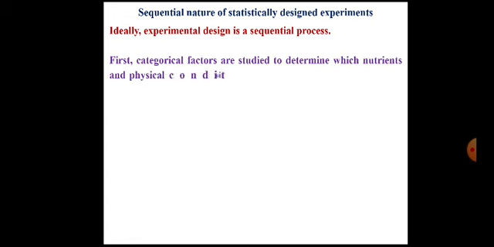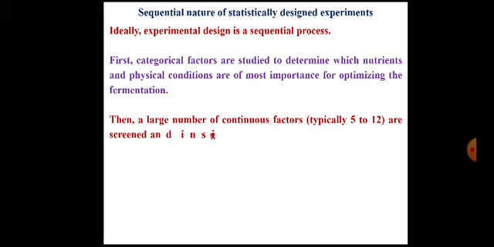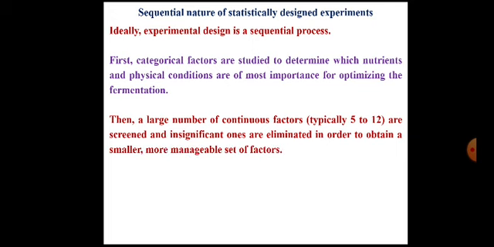The first step. Ideally, the experimental design is a sequential process. First, categorical factors are studied to determine which nutrients and physical conditions are of importance for optimizing the fermentation. Then a large number of continuous factors. So in the first step, categorical factors means non-numerical factors. In the second step, continuous factors means numerical factors. These continuous factors, in general between 5 to 12, are screened, and insignificant ones are eliminated in order to obtain a smaller, more manageable set of factors.